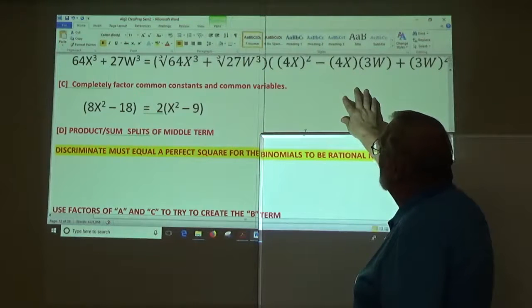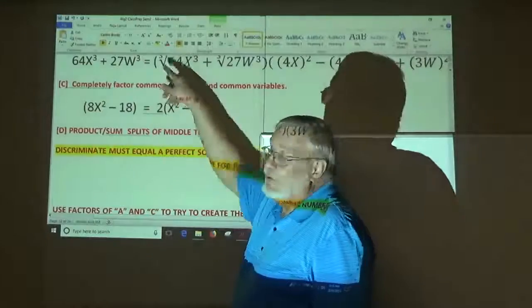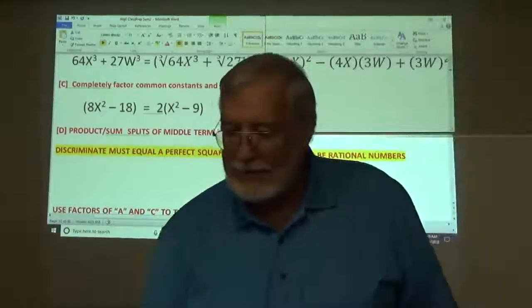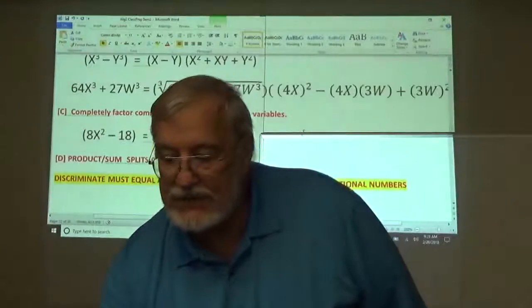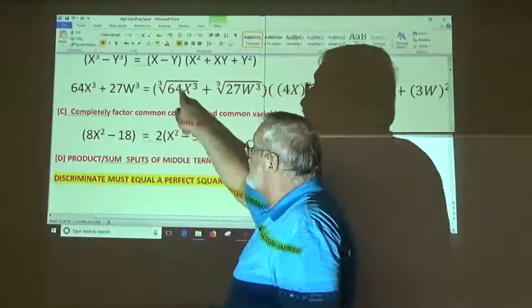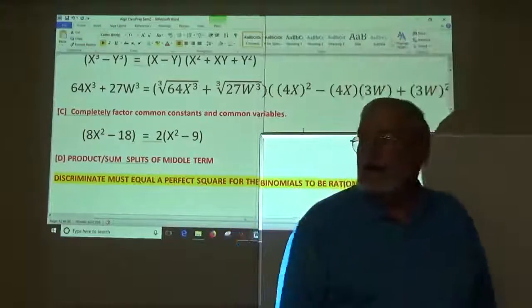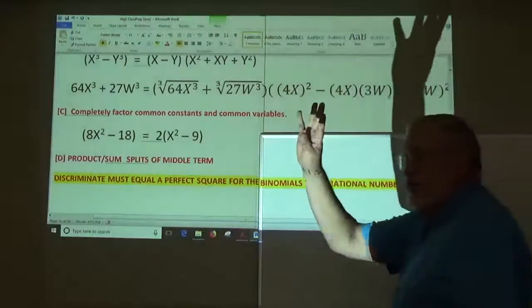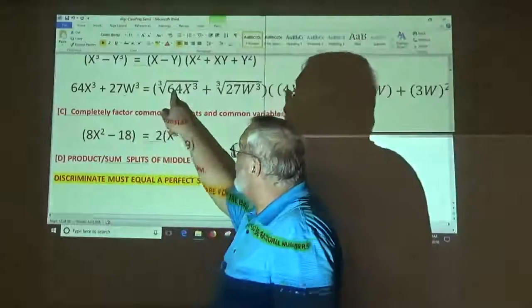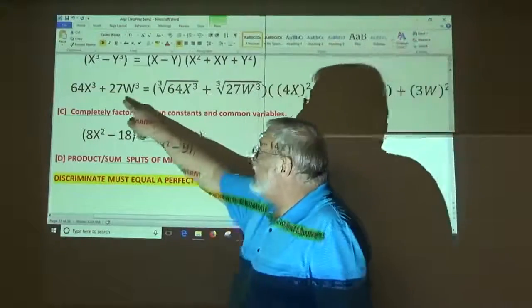Did I finish it? Yeah, this is going to be the cube root. Let me bring this down just a bit. This first number is the cube root of this. What's the cube root of 64? It's 4. So this will become 4x, because that's plus, this stays plus.